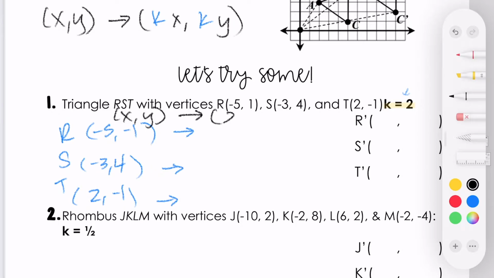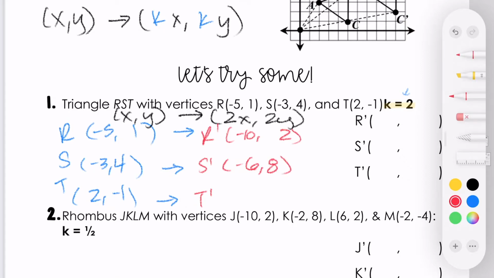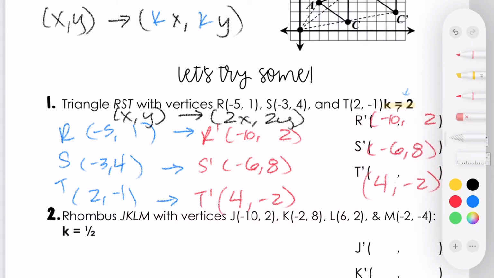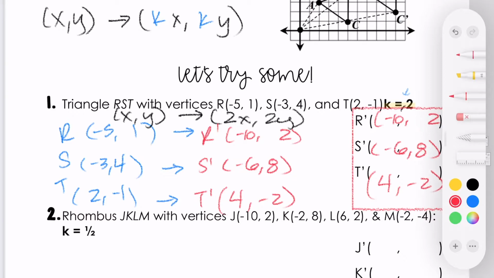In this case, our k is 2, so we're going to have (2x, 2y), which means you're multiplying each of those x values and y values in order to get your image. So R prime would be (-10, -2), because all you did was multiply by 2. Oops, I made that negative when it actually wasn't. Then you've got (-3, 4), you're going to double that, and you get (-6, 8), and you get (4, -2). And so this right here would be your final answer. I'm just going to put these in my box over here. There we go, and here is my final answer. And it's really that easy.